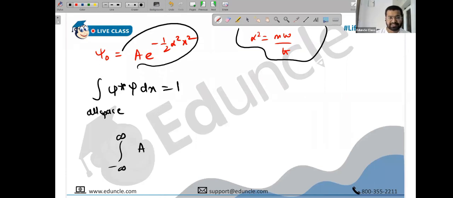So this is A. What is psi star? Same. Do I have any complex now? No. So psi star is the same. You get psi naught star. You are talking about ground state right now specifically, so psi naught star psi naught.